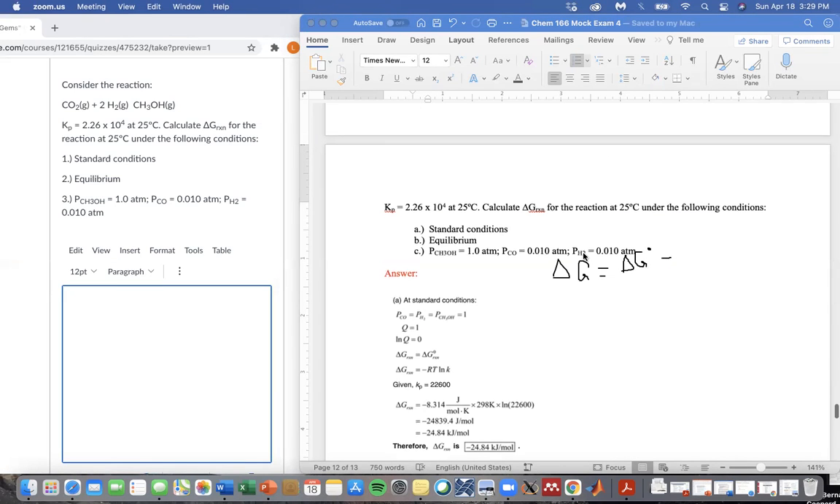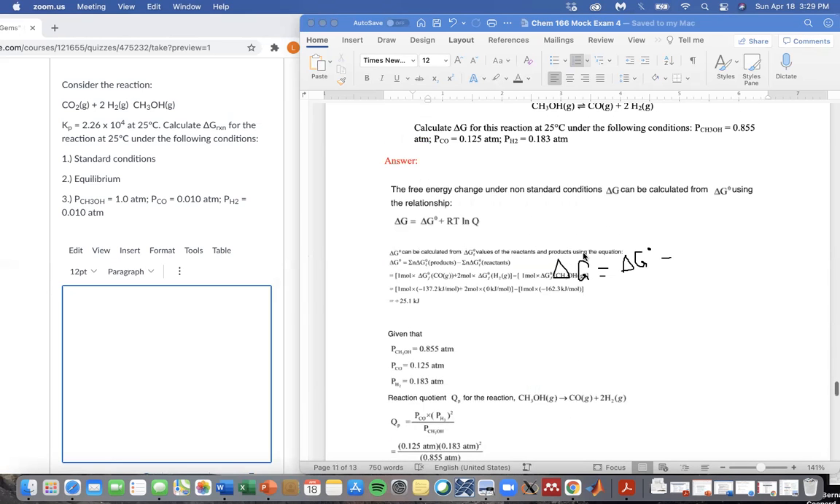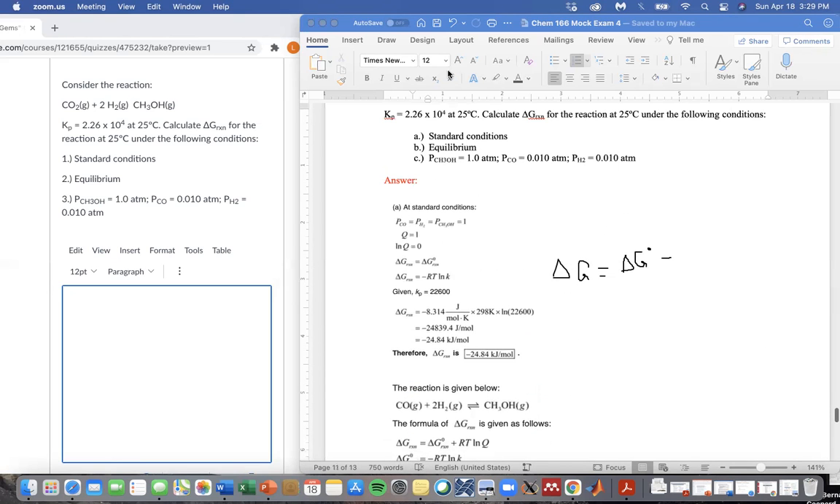We just used it. I always forget it: delta G plus RT ln Q. I can never remember if it's a plus or minus. Plus RT ln Q. If your ln Q goes to 0 here, this whole term goes to 0, so this cancels out. So your delta G is going to end up equaling your delta G standard.